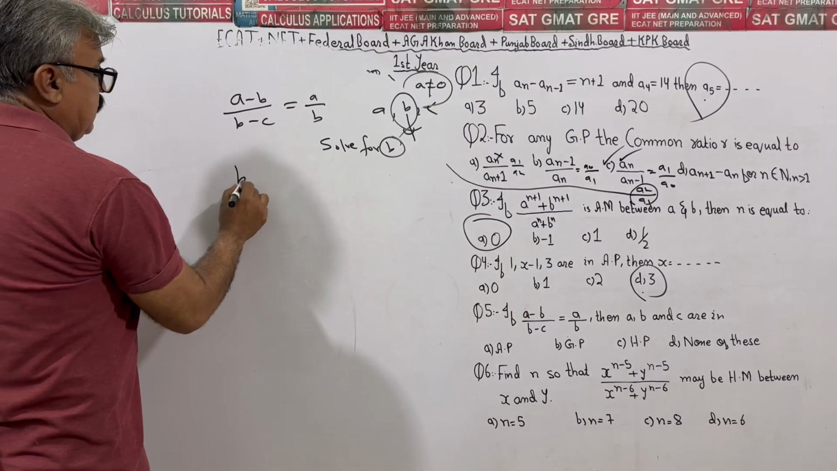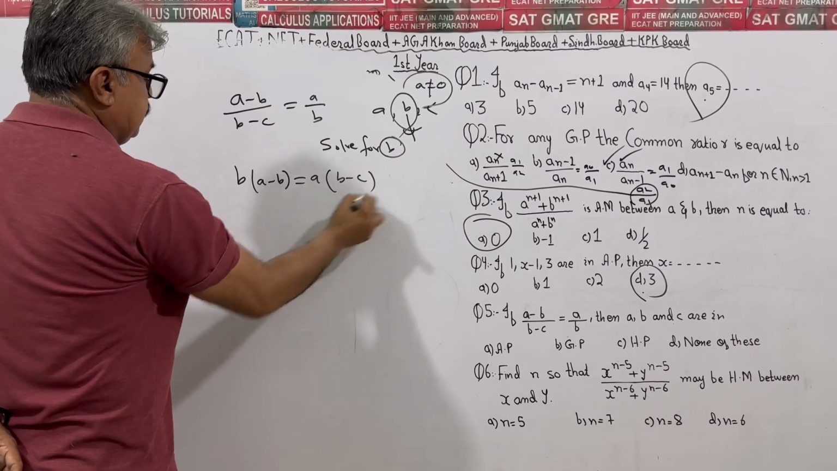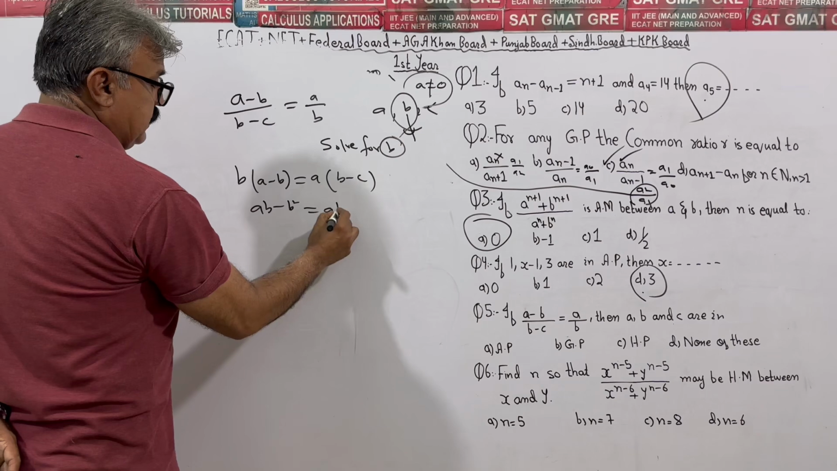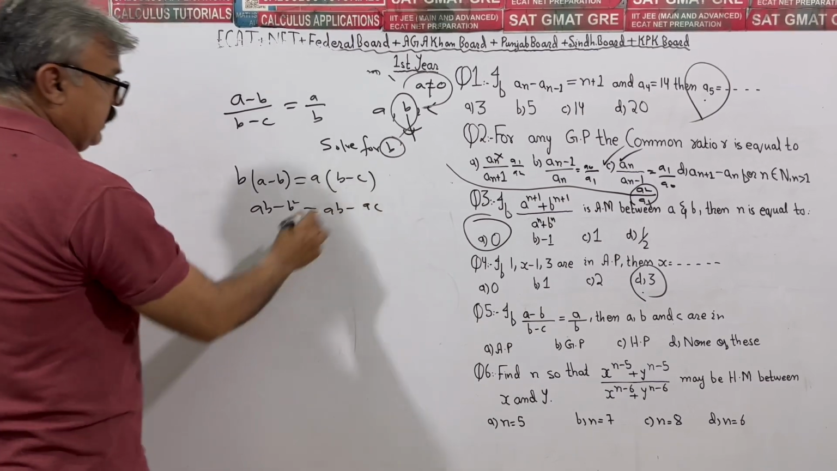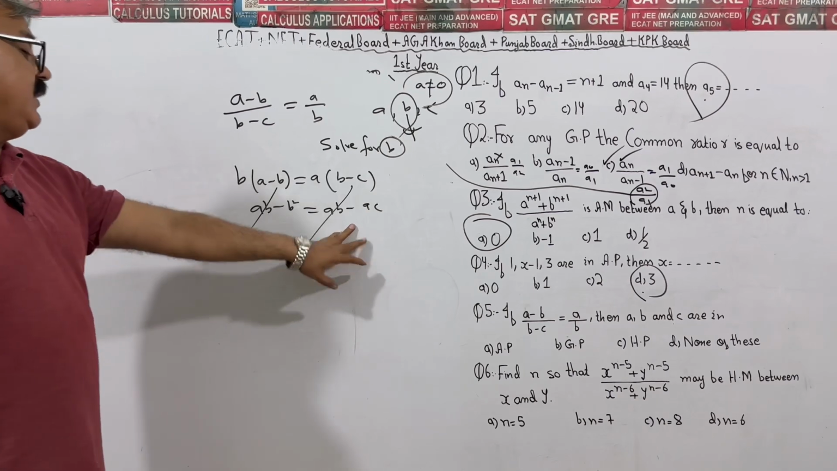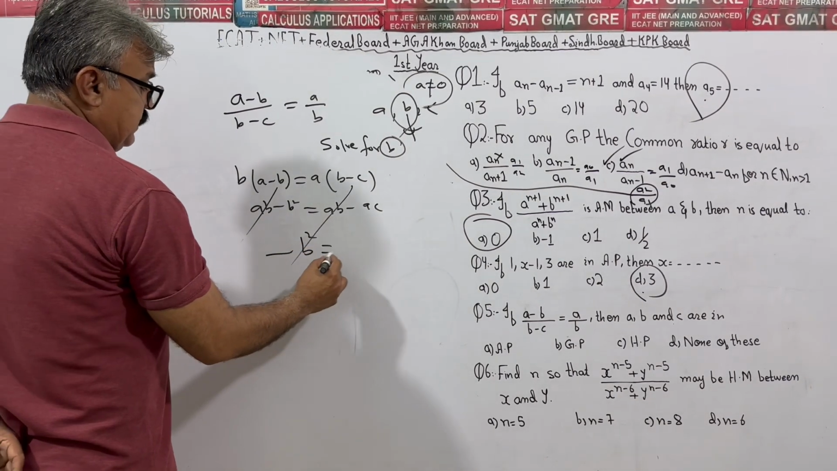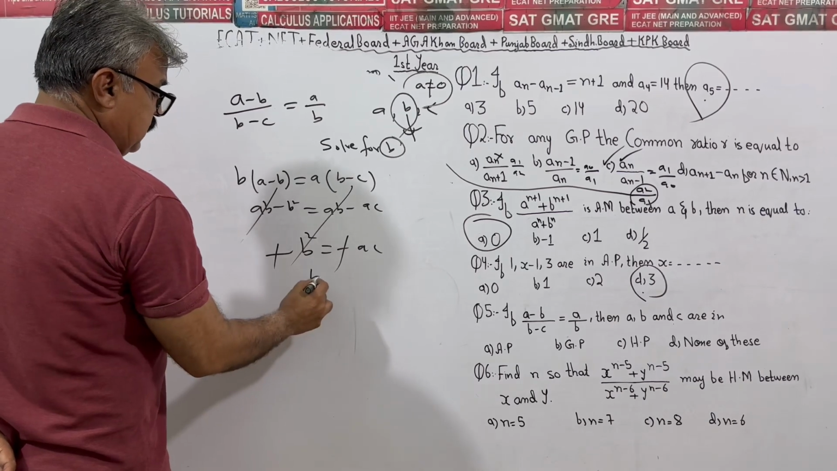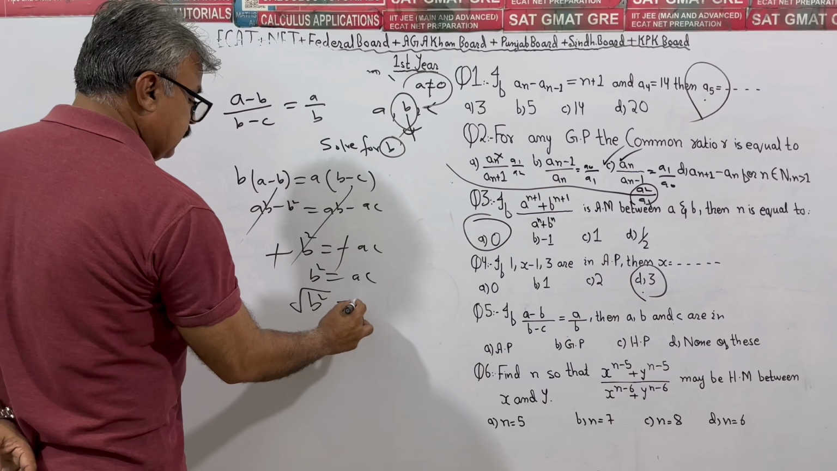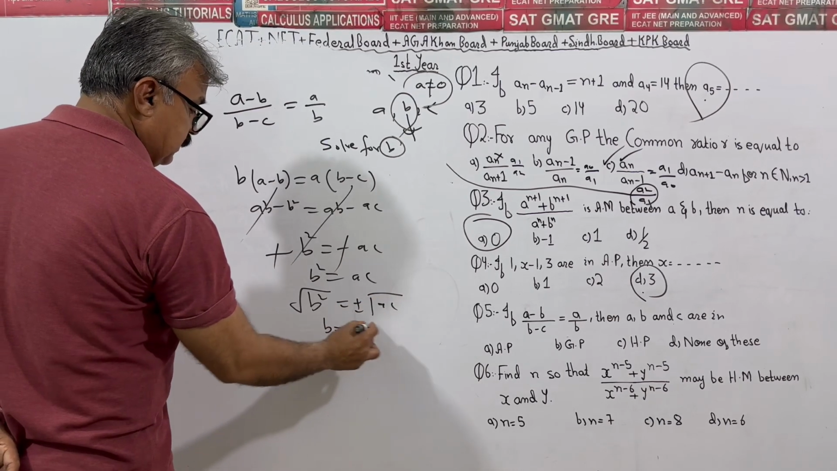Cross multiplying, b times (a minus b) is a times (b minus c). It's ab minus b square equals ab minus ac. Okay, ab cancels on both sides. What remains? Minus b square is equal to minus ac. Minus cancels. b square is equal to ac. Solving for b, taking the square root of ac, b is equal to plus minus root ac.